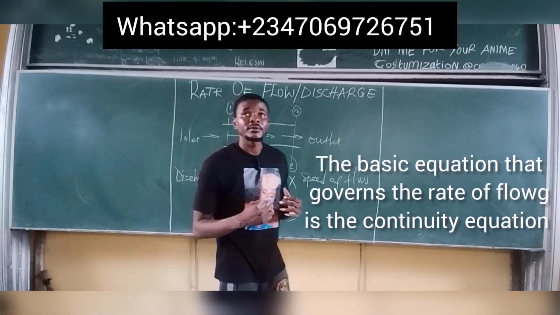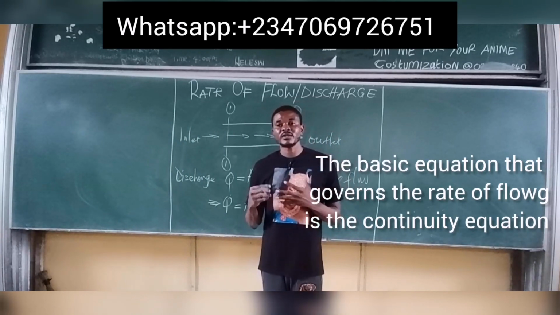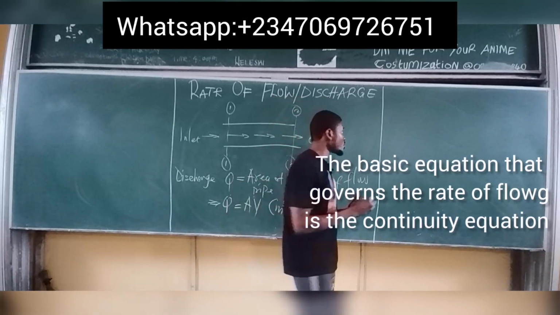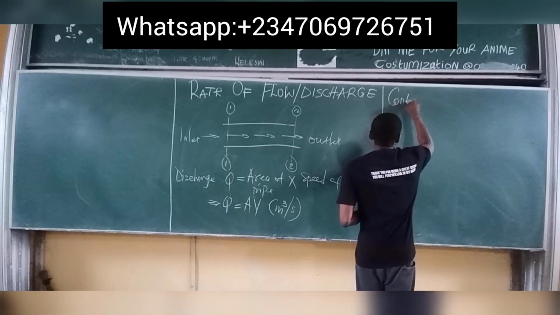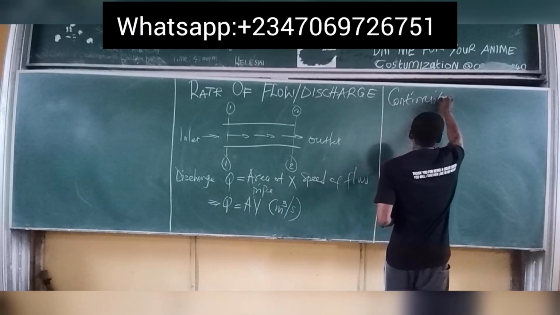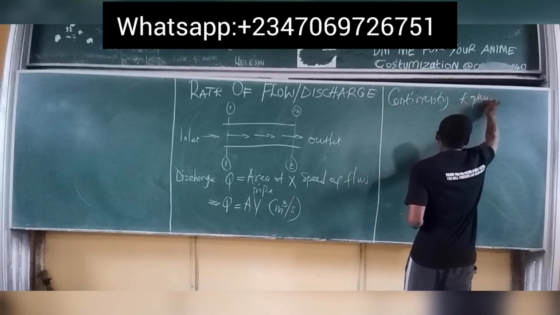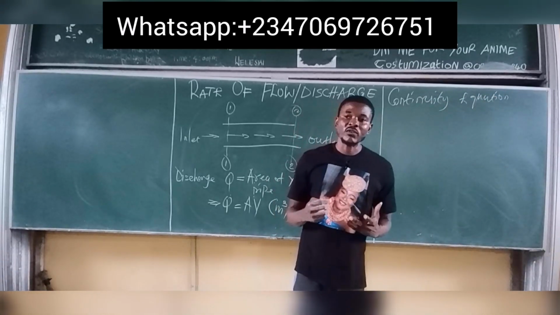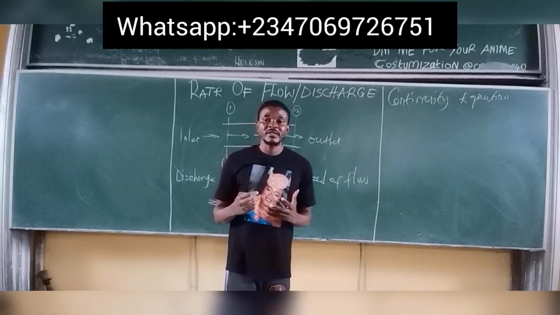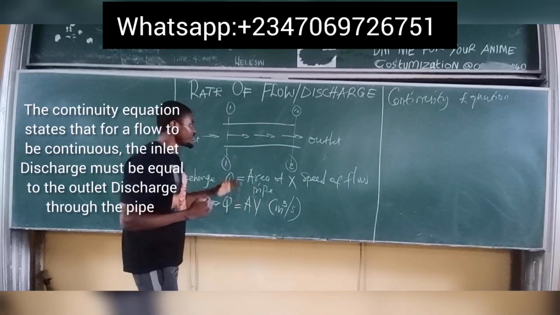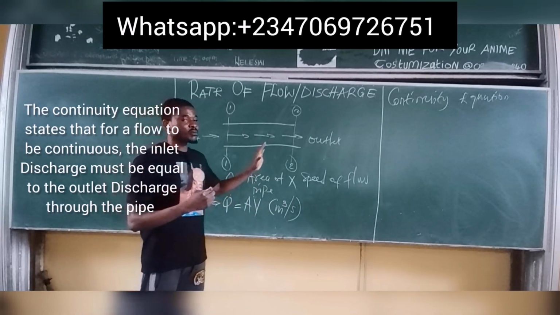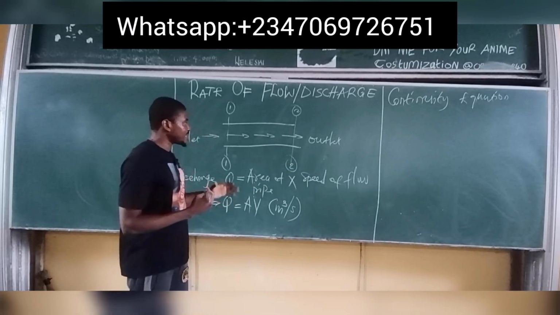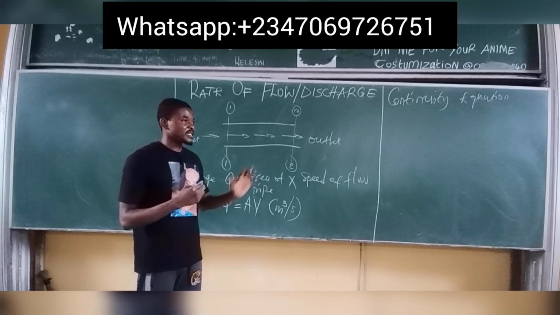Now the basic law which governs the rate of flow through a pipe, or discharge, is called the continuity equation. So the continuity equation is the basic equation that governs the rate of flow of fluid through a pipe. And the equation states that the discharge at the inlet of every pipe is equal to the discharge at the outlet of the pipe. That's the continuity equation. The discharge at the inlet of the pipe is equal to the discharge at the outlet of the pipe.